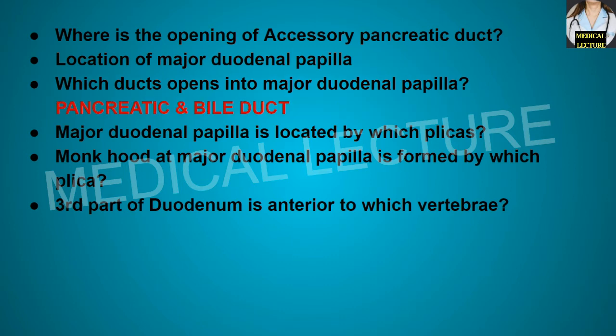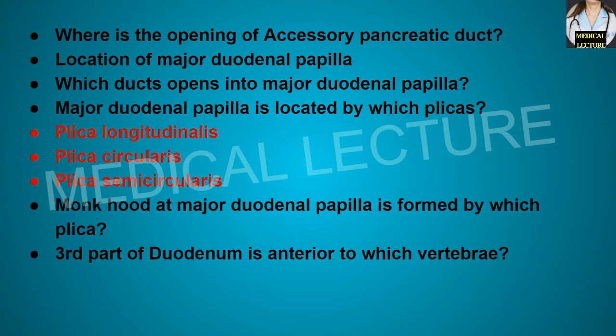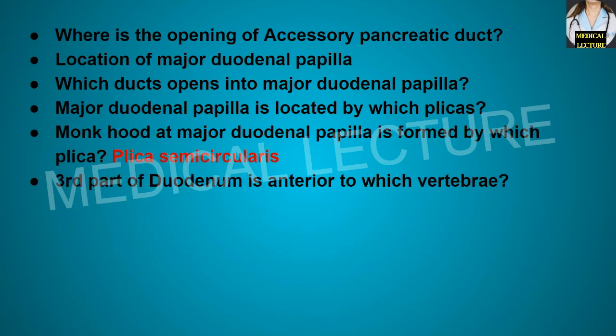So the pancreatic and the bile duct, these two ducts basically open into the major duodenal papilla. Major duodenal papilla is located by which plicas? So it is located by plica longitudinalis, plica circularis and the plica semicircularis. Monk hood at the major duodenal papilla is formed by which plica? So it is formed by plica semicircularis.